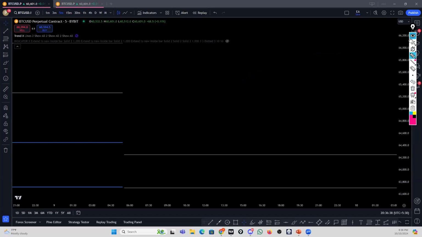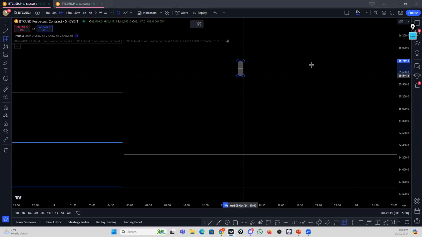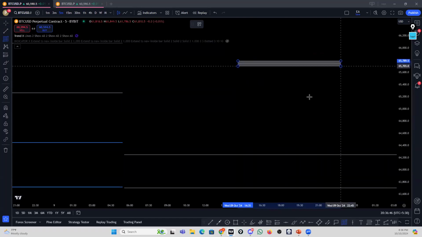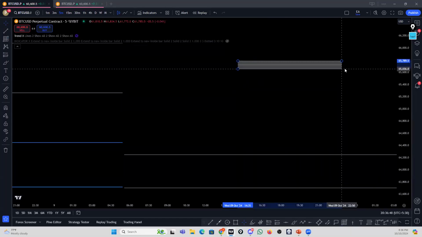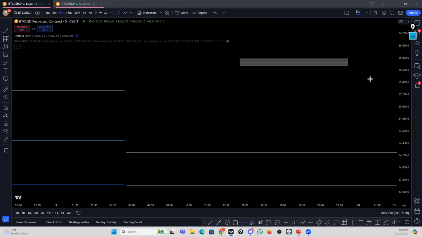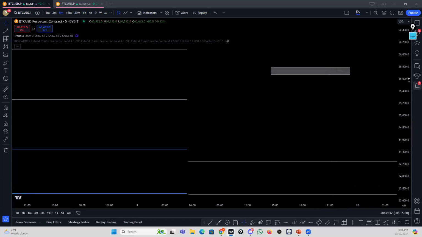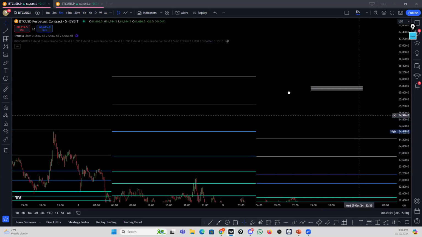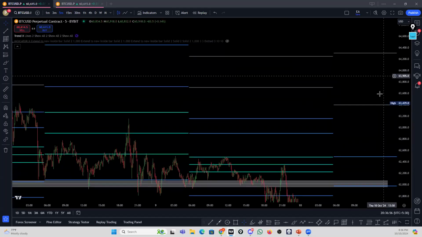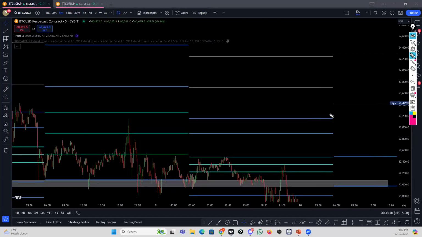And one more thing. Assume this is a resistance. When it comes to resistance, the previous day high and R1 form a zone. So this is the previous day high and this is R1. Now this entire area is a zone.